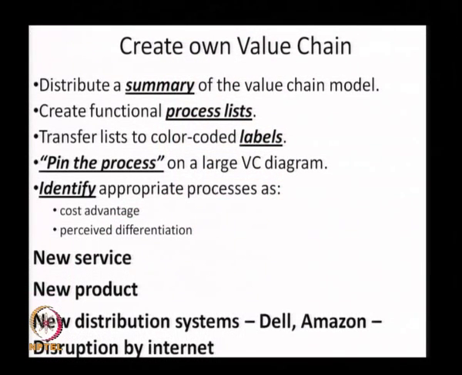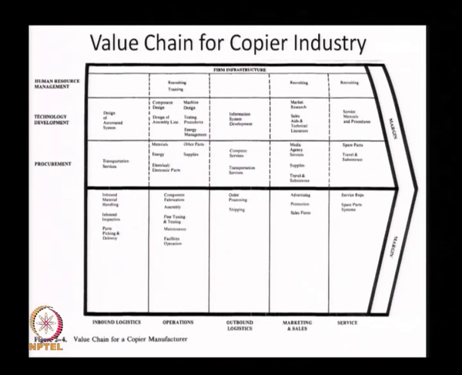Dell is a classic example about which I will be talking later, but what I am trying to say is you can create your own value chain this way and in the process come out with a new service deliverable or a new product deliverable or a new distribution system which is intertwined with the service. And for example, you did this process for a copier industry and this is how you will end up coming out with a value chain for the copier industry.